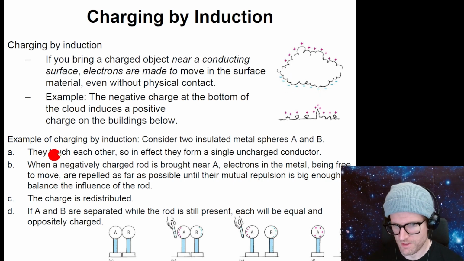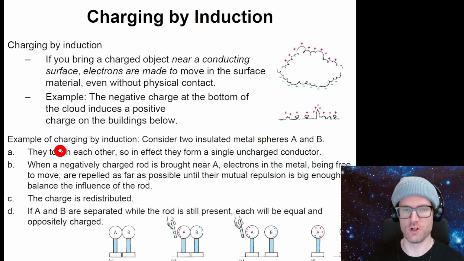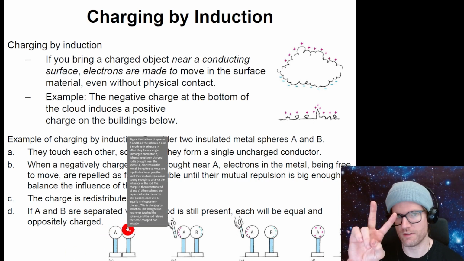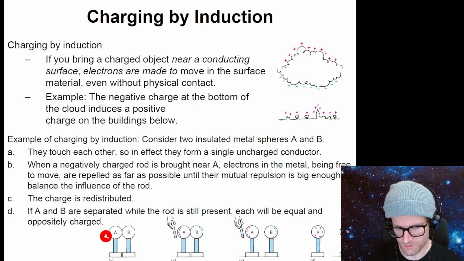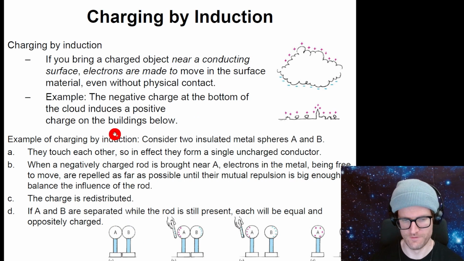Okay. So let's just walk through this example of charging by induction. We're going to go through these processes here. So we've got things A and B. They touch each other, so in effect they form a single uncharged conductor. A and B are 2 conductors, meaning the electrons flow freely through the conductors. So what we want to do is first have them touch, so that they're completely neutralized and they have no net charge.